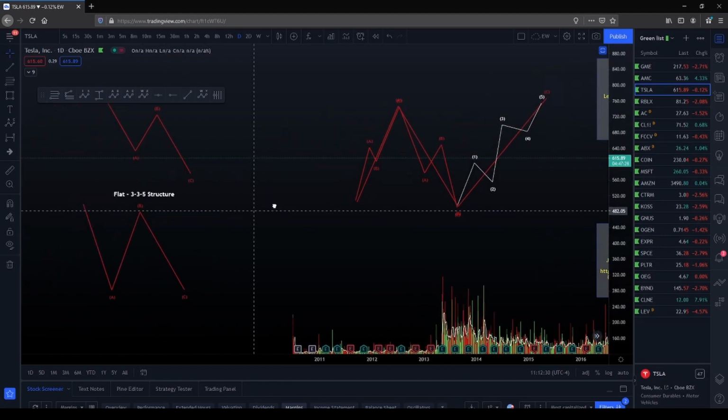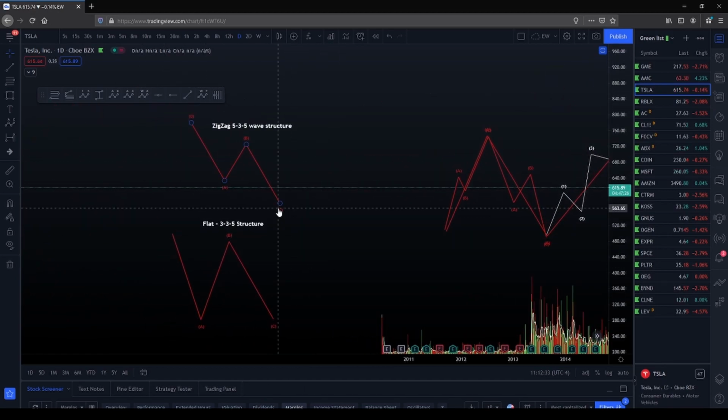Also, something very different from the zigzag is that wave C shares a lot more space with wave A because of the length of wave B. This is more of a guideline for me than a rule.